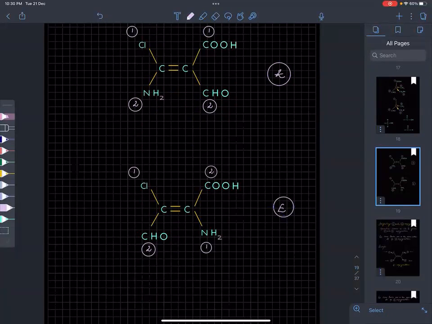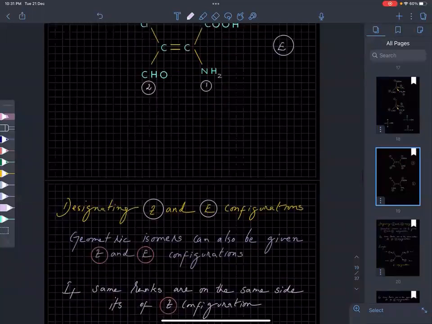These are actually of German origin, the full form of Z and E. I don't remember. Remember that Z is on the same side and E is on the opposite side. Clear?